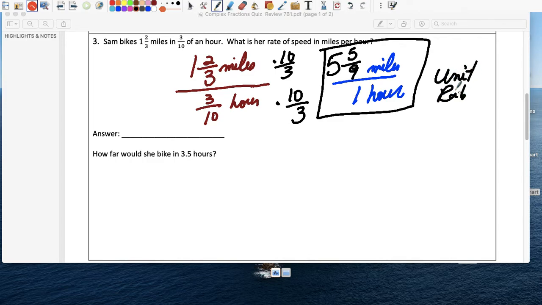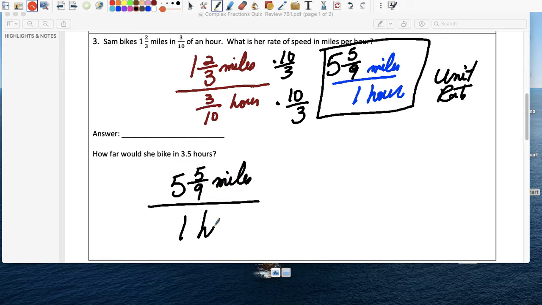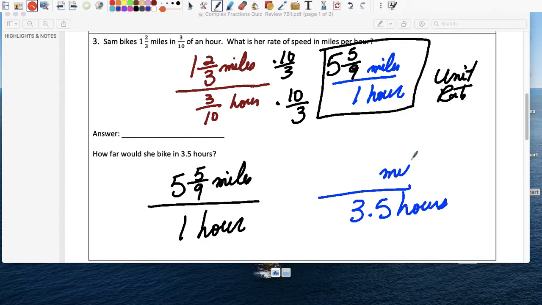Right? So now the question is asking how far can she bike in 3.5 hours. So let's get our unit rate down here: miles in 1 hour. And this one we want to say in 3.5 hours. How far, I'm sorry, will she bike? Okay, so the unit's the same, it's hours and hours, so that's not a problem. So this would be times 3.5, and over here would be times 3.5.